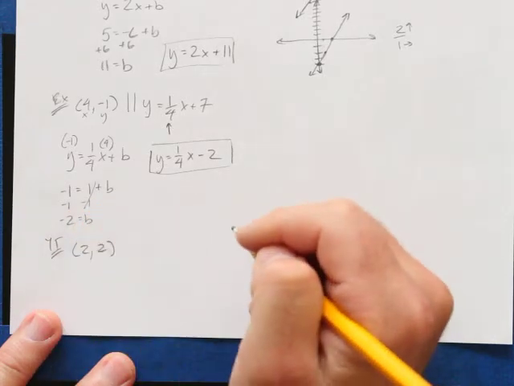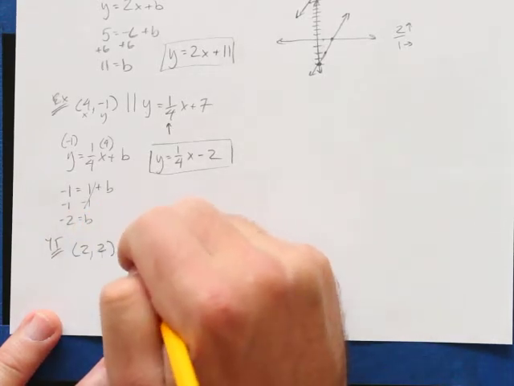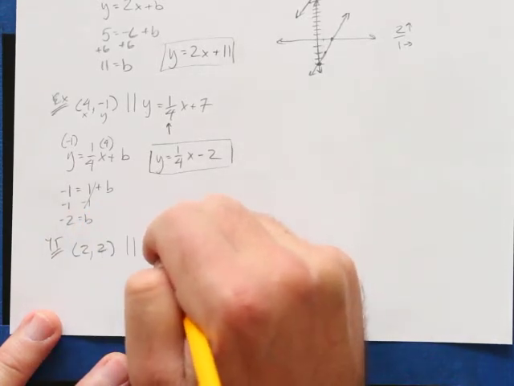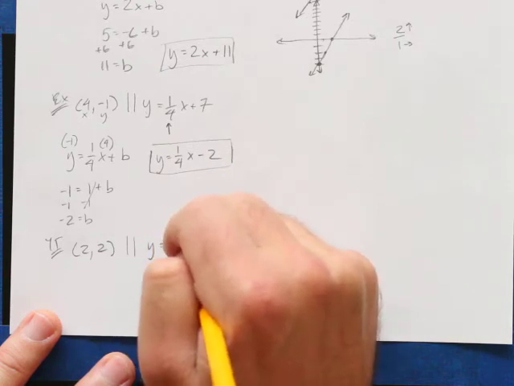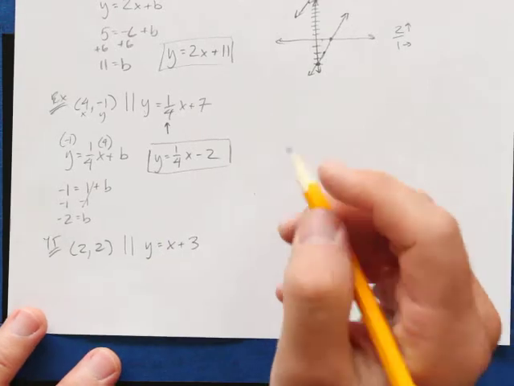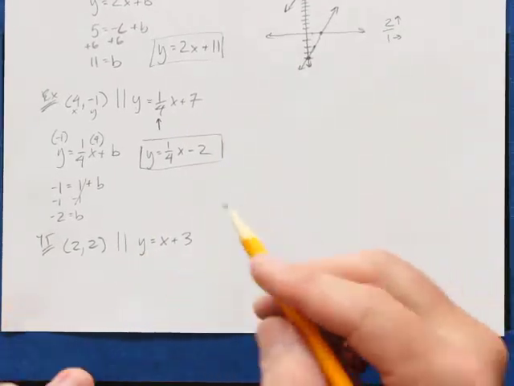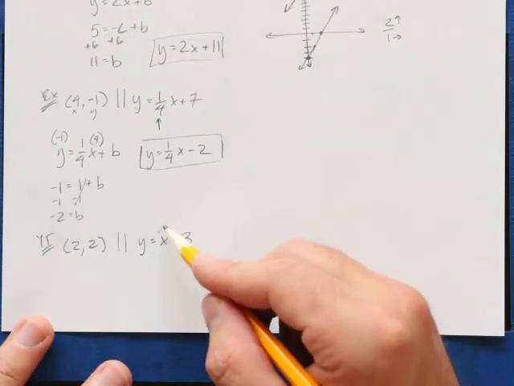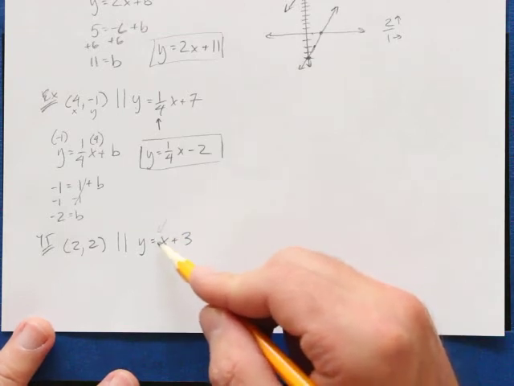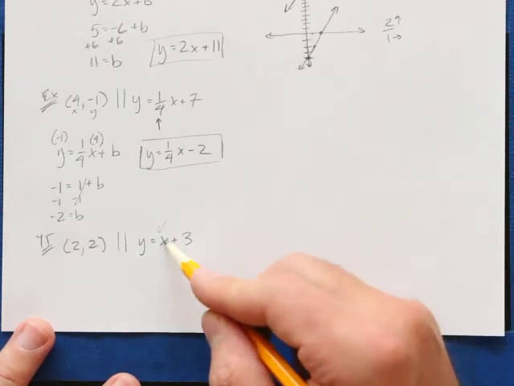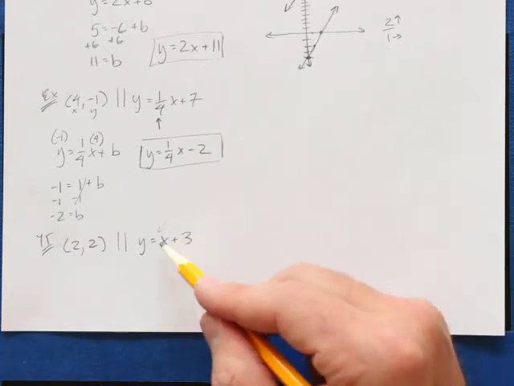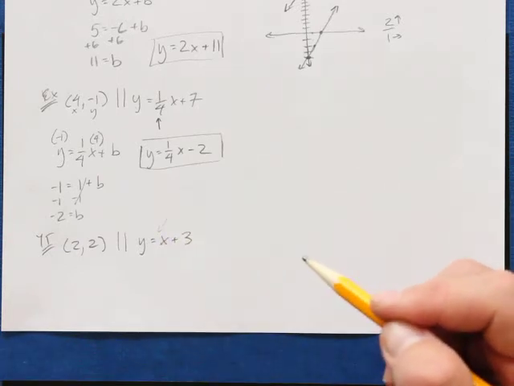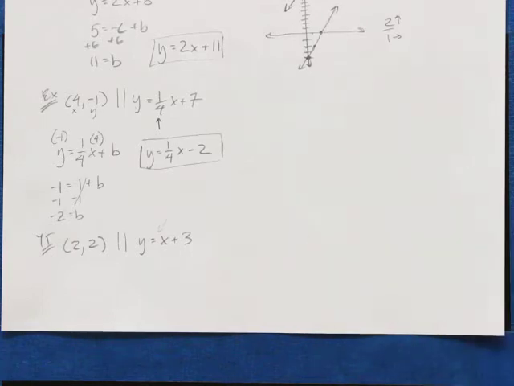2 is my point, and it's parallel to my equation, which is y equals x plus 3. All right, so as you get started, there's a 1 here, because it's just 1x. So your slope is 1. Go ahead and get to work on this, and we'll look at it when you're done.